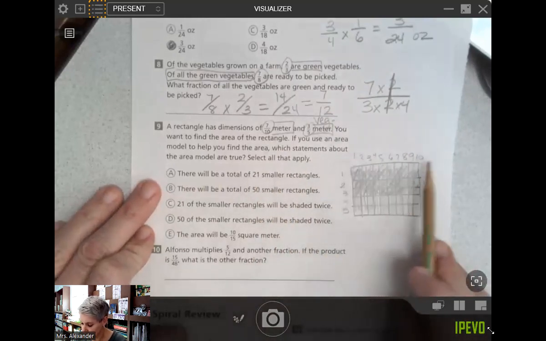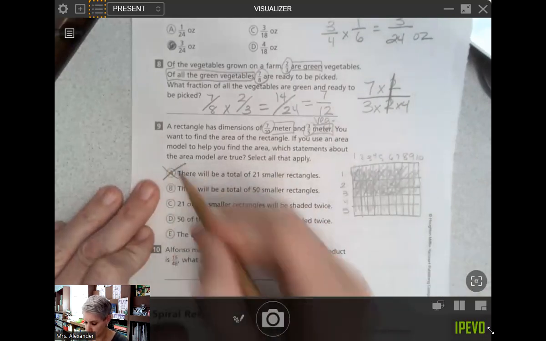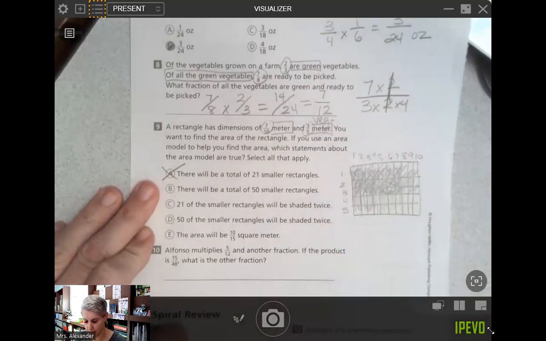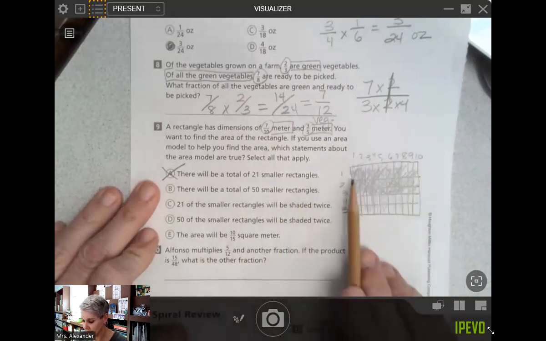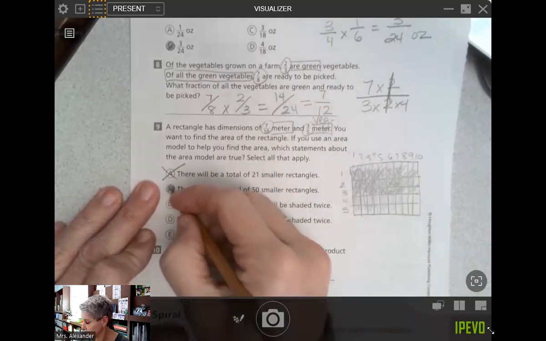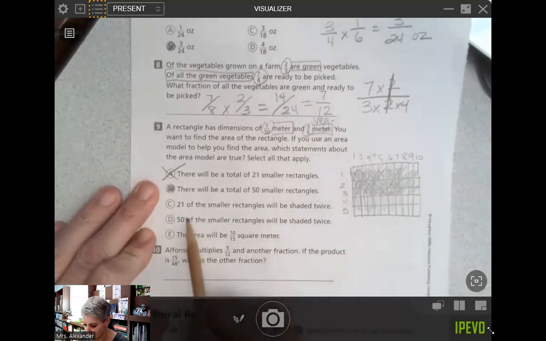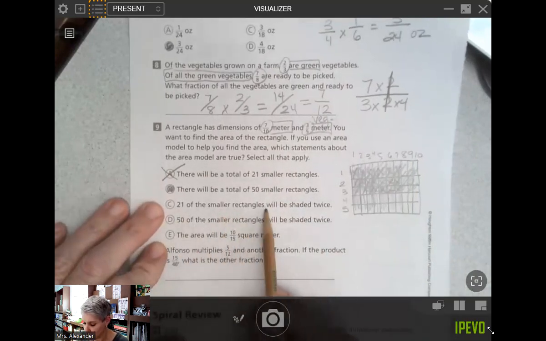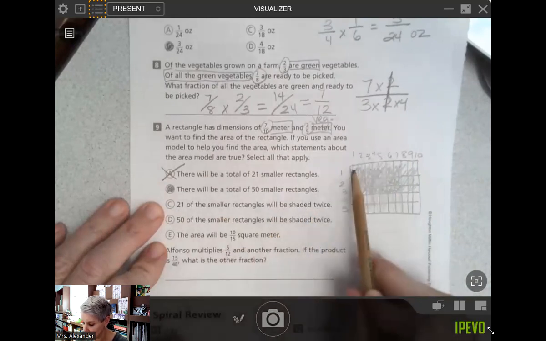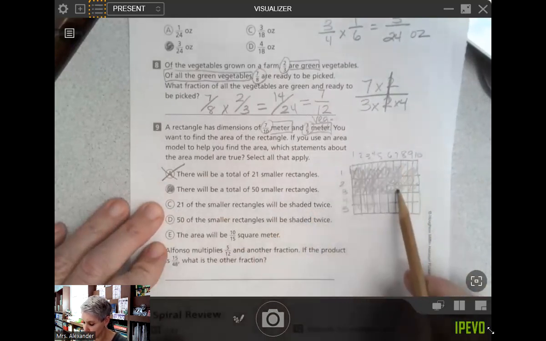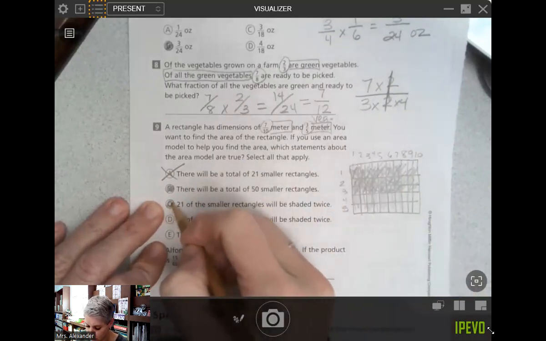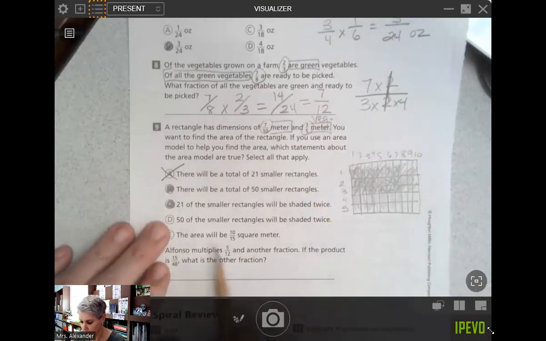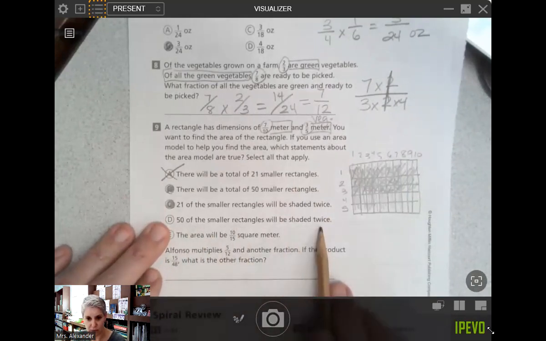Now, if I have 10 by 5, I have more than 21 smaller rectangles. There will be a total of 50 smaller rectangles. 10 by 5, yes, that would be 50. I'll take that one. 21 of the smaller rectangles will be shaded twice. 7 by 3, is that 21? That I shaded twice. I put the X's on there to help us see it. That's true.